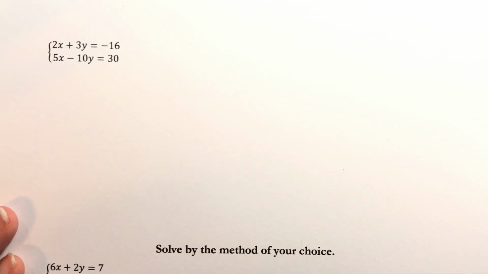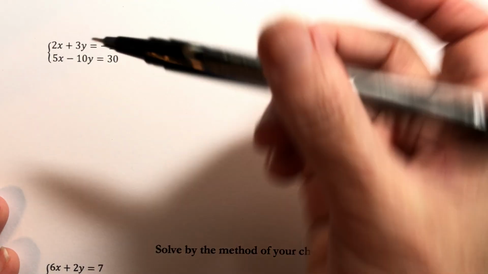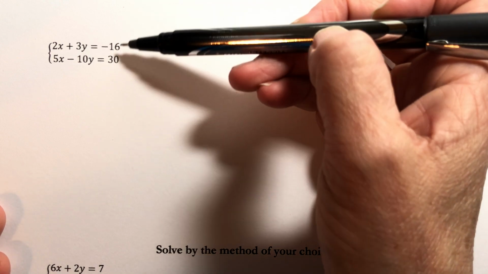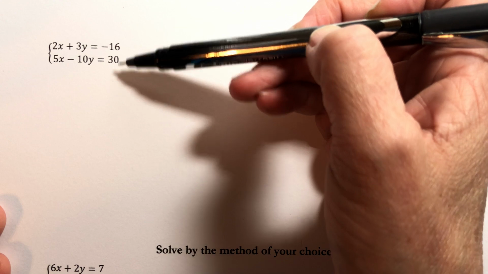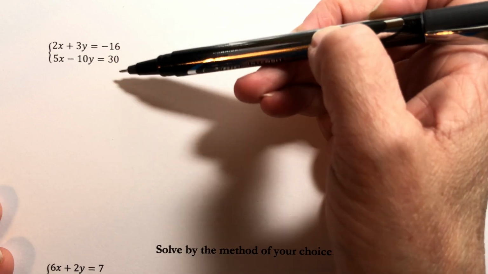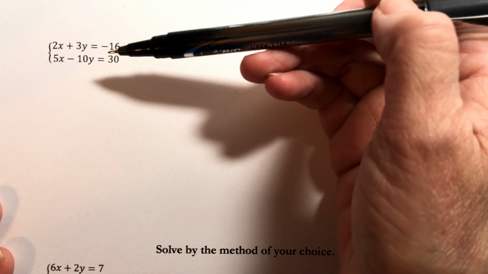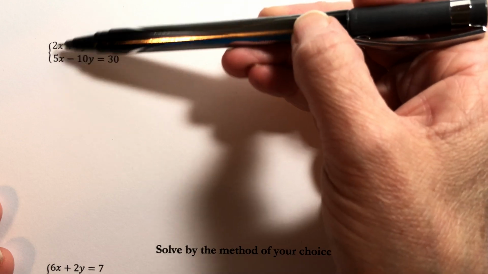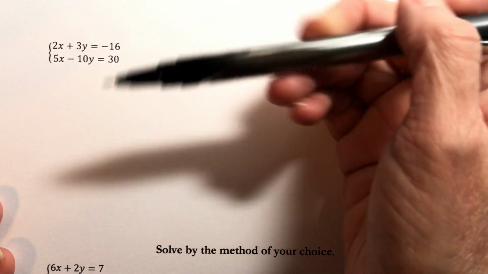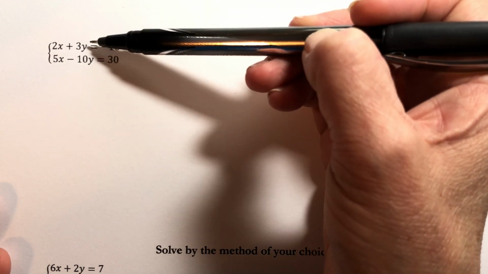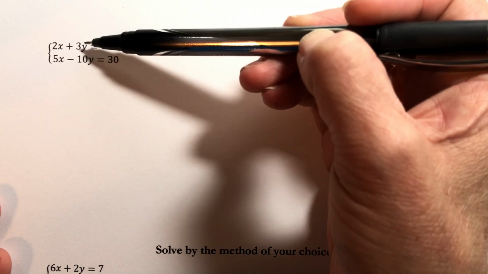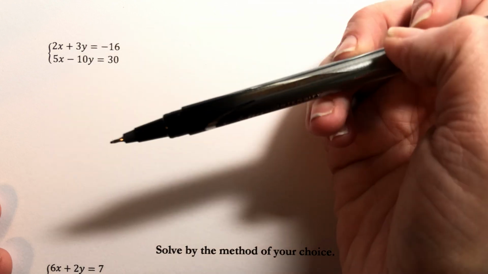This is part 3 of section 5.1. We want to solve this system of equations by elimination or the addition method, the name this book calls it. And I need to get rid of either x or y. Now, in general, I would tell you that in this case, it would be easier to get rid of y because it already has opposite signs.